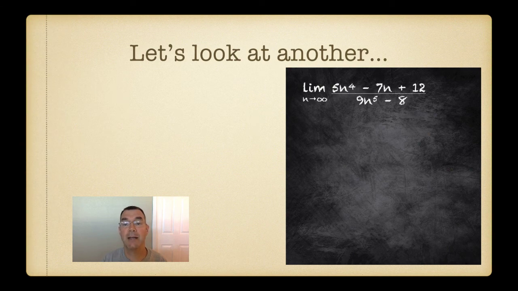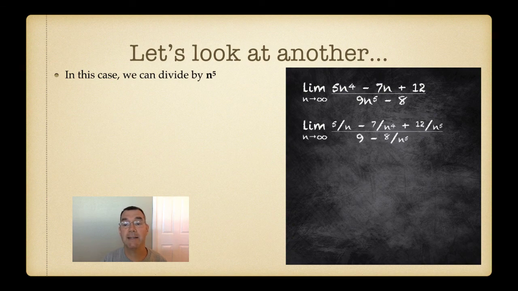Okay, let's look at another example. This time it's going to be bottom heavy, where the highest degree of n is on the bottom of the fraction. I'll still follow the same steps. I'm going to divide everything by n to the fifth. That's going to make 5n to the fourth into just 5 over n. 7n will become 7 over n to the fourth, and 12 will become 12 over n to the fifth.